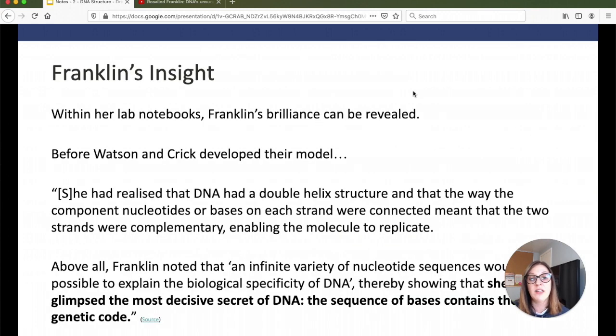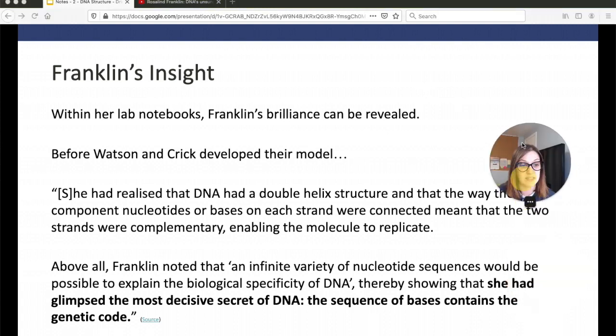And within her lab notebooks, her brilliance can be revealed. So even before Watson and Crick finalized their model, Rosalind Franklin had realized that DNA had a double helix structure, and that the way the component nucleotides or bases on each strand were connected meant that the 2 strands were complementary, enabling the molecule to replicate and copy itself.